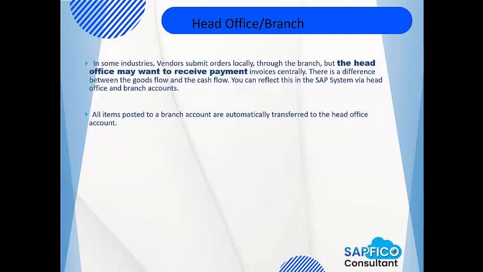Head office branch concept. Similarly, we can have the head office updated, for example where the branch and head office want to receive the payment. There is a difference between goods flow and cash flow. We can reflect this in the SAP system via head office and branch accounts. All items posted to a branch account are automatically transferred to the head office account.